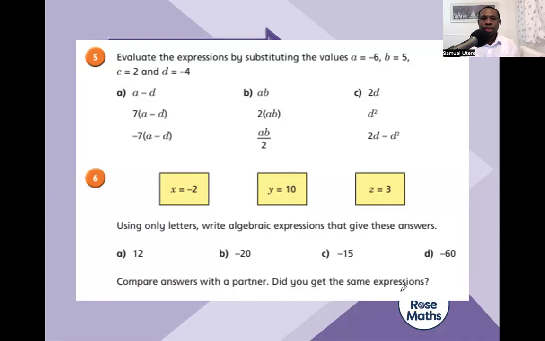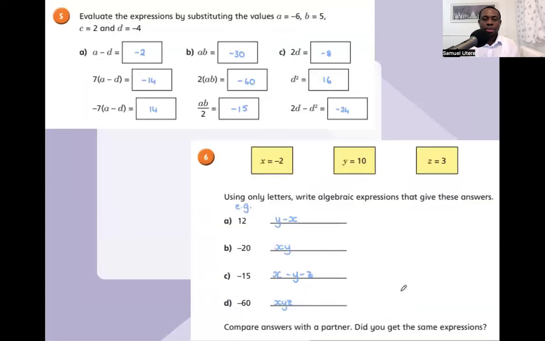Assuming you've paused the video and you've answered questions 5 and 6, here are the answers. So for question 5, you were asked to evaluate the expressions by substituting the values a equal to negative 6 and b equal to 5, c equal to 2 and d equal to negative 4. Now, these expressions require you to do very simple substitutions. So I'll discuss this really quickly.